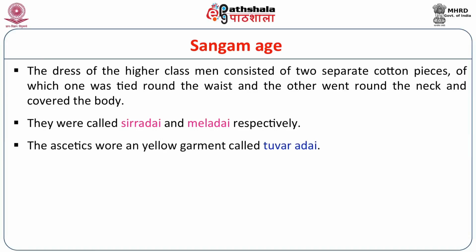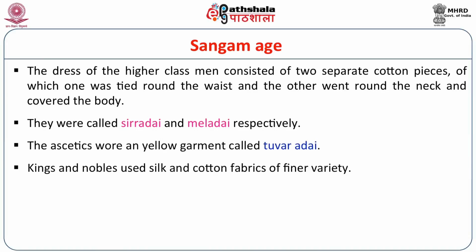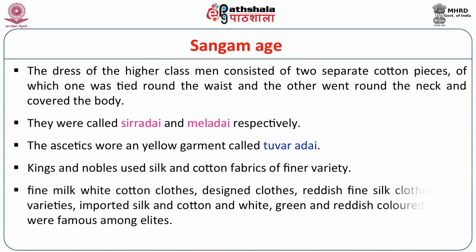The ascetics wore a yellow garment called tuvaradai. Kings and nobles used silk and cotton fabrics of finer variety. Fine milk white cotton clothes, designed clothes, reddish fine silk clothes, fiber varieties, imported silk and cotton, and white, green and reddish colored clothes were famous among the elites.